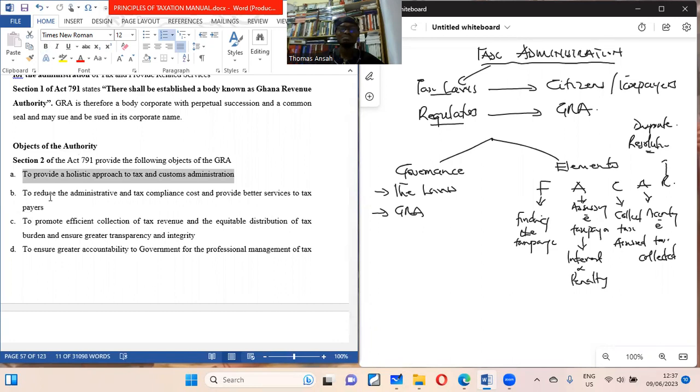Probably a way to downsize the government, because each of these three had their own commissioner generals. So probably a way to downsize it.